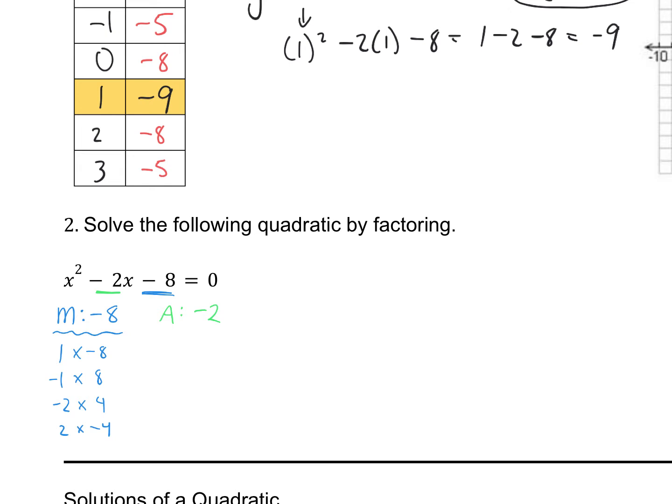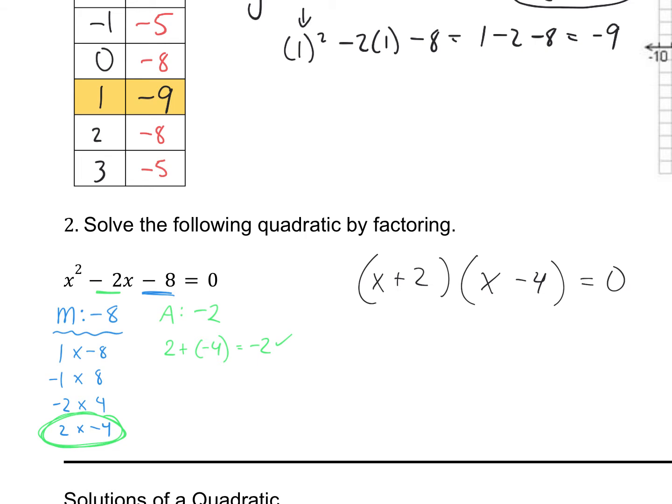Well, remember, we need 2 numbers that multiply to give me negative 8 and add up to give me negative 2. So our 2 factors here would be 2 and negative 4. Because if I test it out here, 2 plus negative 4 does give me negative 2, so it checks out. So let's write out these factors right now. So writing these out, I have x plus 2, and I have x minus 4.